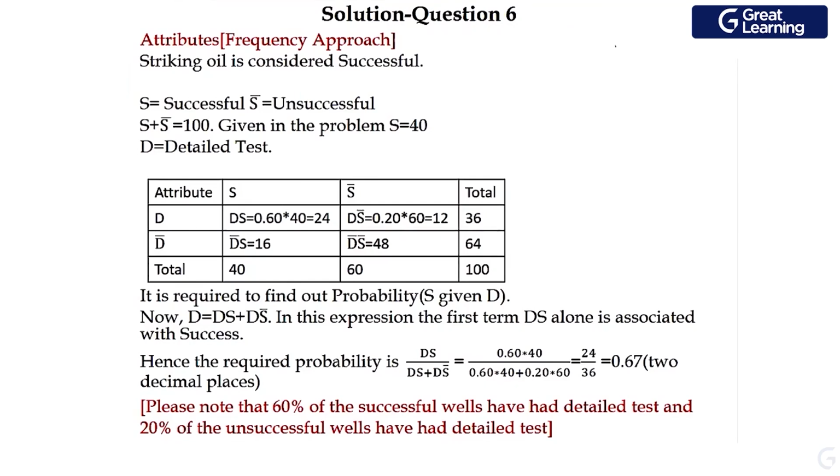And what have I used here? Basic principle, my dear friend. Number of ways favorable to the occurrence by total possibilities. Frequency approach I have put here. You could have put proportion also. Same thing will come, my dear friend.